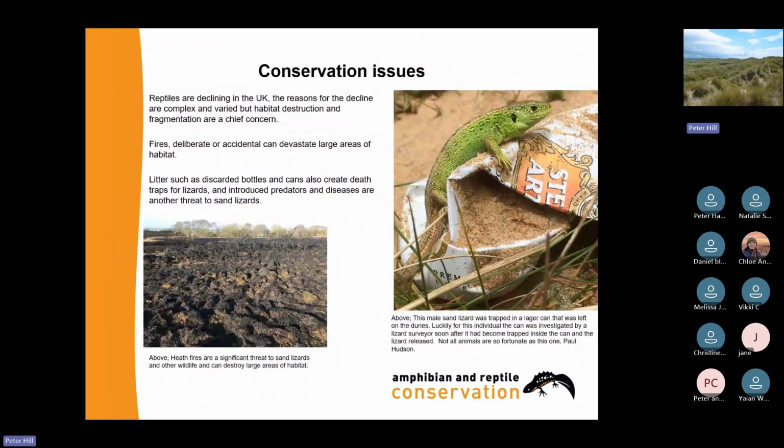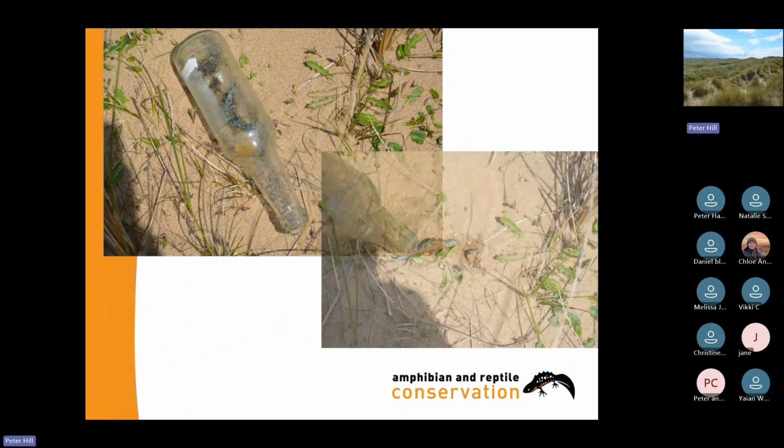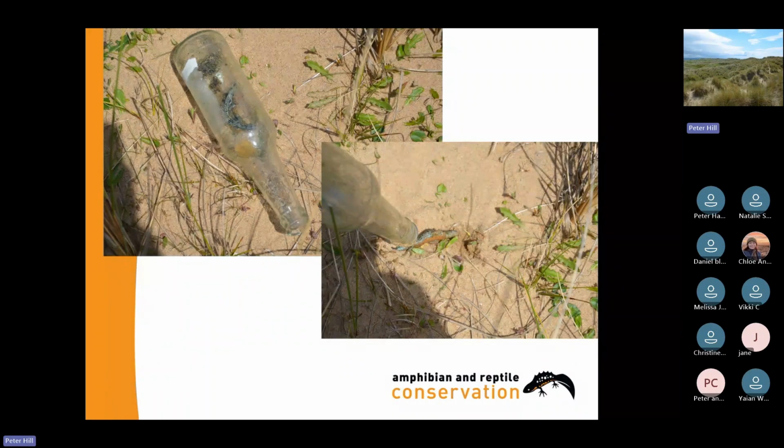Lots of conservation issues: fire, habitat disturbance. I won't go on. This lizard on the right was trapped inside a lager can and was luckily found by a surveyor and released. Not all lizards are that lucky. Unfortunately, here's a bottle with a dead common lizard in it, which I found. I tipped him out. The only good thing about this picture is that you can see how bright orange the male common lizard's tummy is compared to the pale peach of the female. But this is really sad.